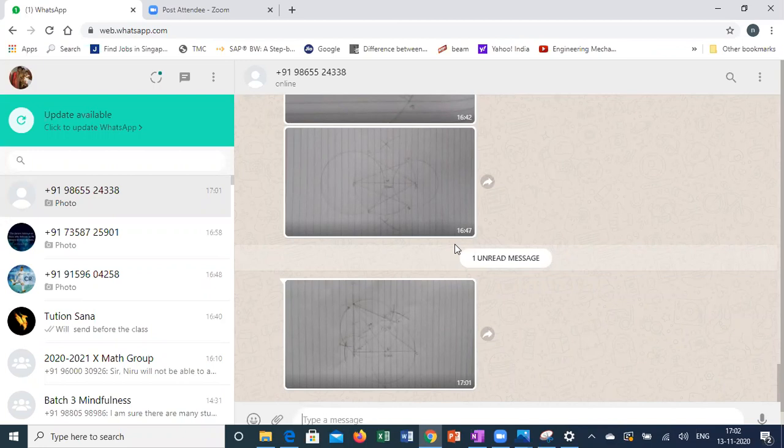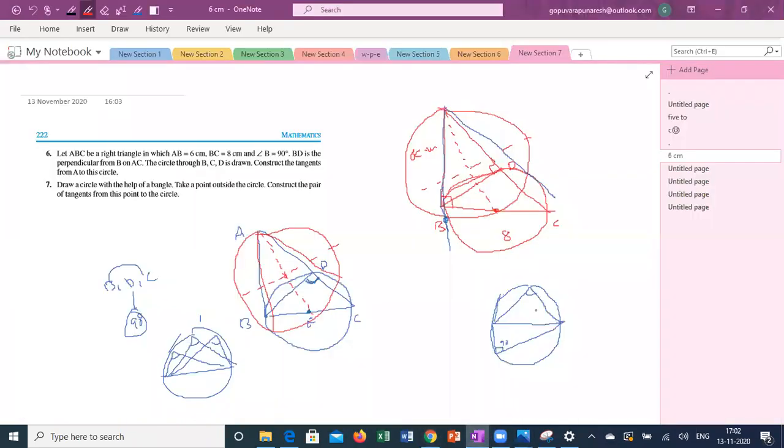Sir, I'm not getting the circle which is passing through B, C and D, sir. Can you share your diagram? How much have you completed? Yes, sir.